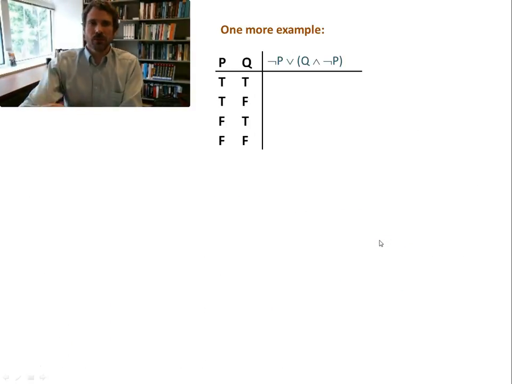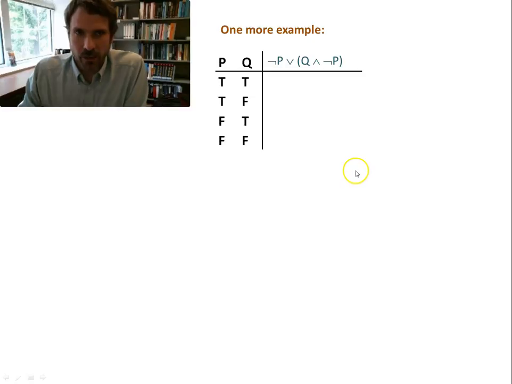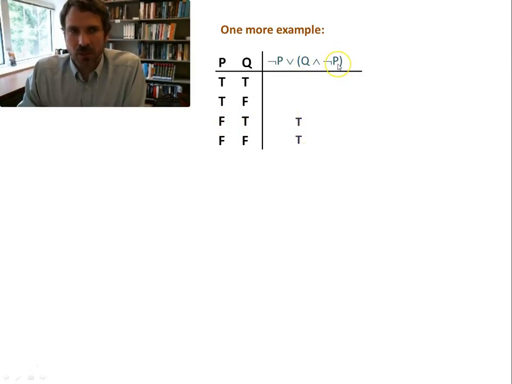Let's do one more example. I want to illustrate a point here before ending. We have not P or Q and not P. So again, when is this going to be true? Let's look at not P. It's going to be true when not P is true, so when P is false. And it's also going to be true when Q and not P is true. So when Q is true and P is false. Well, that happens right here.